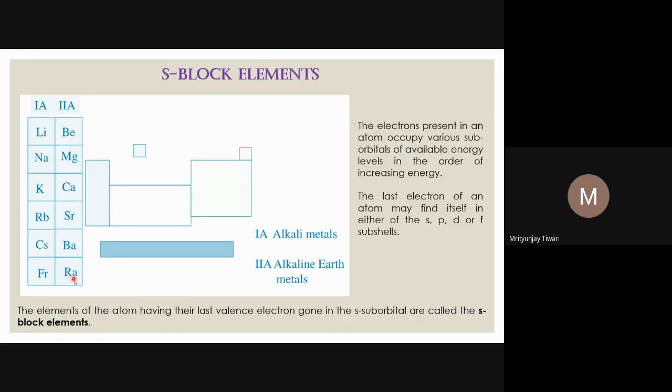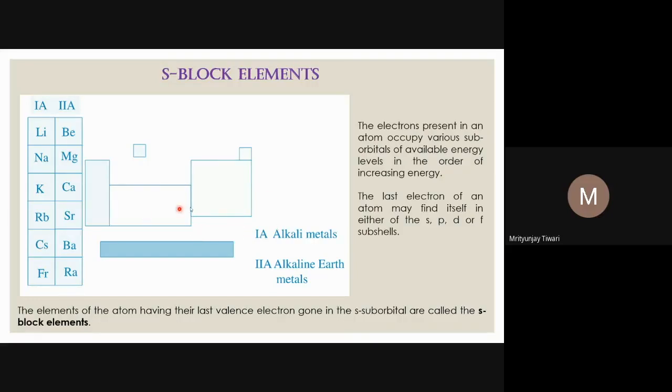So this is the S block. Since the S orbital contains only 2 electrons, we have only 2 groups in the S block. Then comes the P block, which has 6 different groups, because the P orbitals can contain 6 electrons. 3 orbitals are there, and each orbital can contain a maximum of 2 electrons because of Hund's rule. So the 6 electrons can be in the P orbitals, and so there are 6 different groups for the P block.